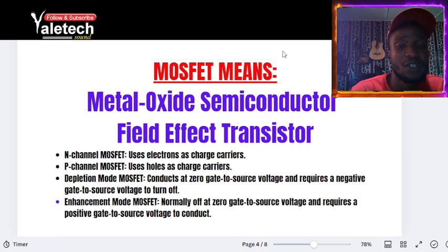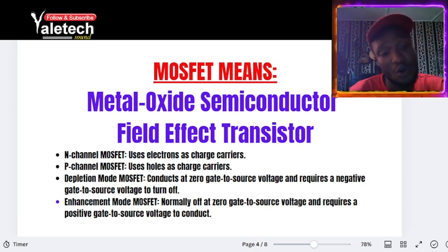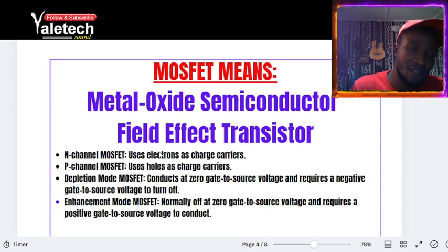All right, so when we say MOSFET, it has a meaning, because most of us just know MOSFET, we don't really know it's an acronym. So when we say MOSFET, it means Metal-Oxide-Semiconductor Field-Effect Transistor. Very, very simple. I believe you should grasp that now.